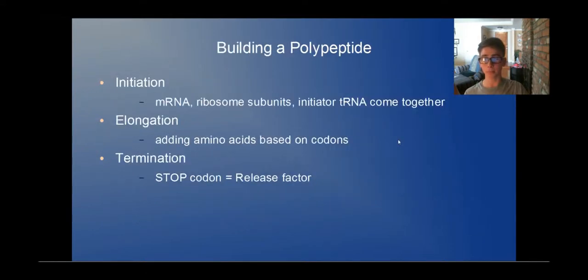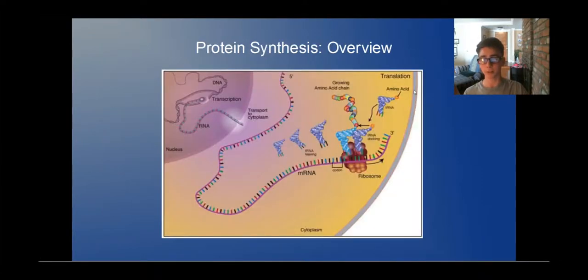And then building a polypeptide is the same 3 steps. The initiation, which is the mRNA, the ribosome subunits, and the initiator tRNA come together. The elongation, which is adding the amino acids that are based on codons together until they form a chain. And then the termination, which is the stop codon, or the releasing factor. So that's protein synthesis. This is an overview picture of all that happens.